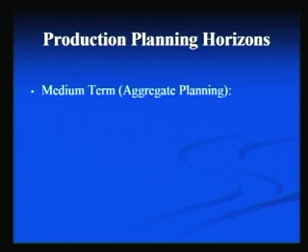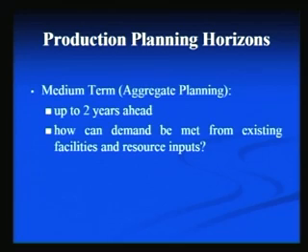Another type of planning is medium term planning, which we call aggregate planning, and this planning is done up to 2 years ahead. That means it is not long term planning, but we do it for 2 or 3 years at the most. And here the issue we cover is how demand can be met from existing facilities and resources. That means, in aggregate planning we plan for the materials, we plan for the resources which are available to us, and we plan for the maximization of the utilization of those resources. So, here we try to utilize our resources optimally to satisfy a certain demand in the market.